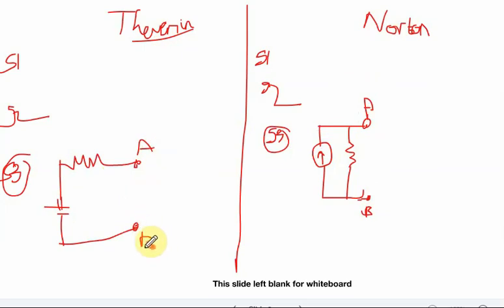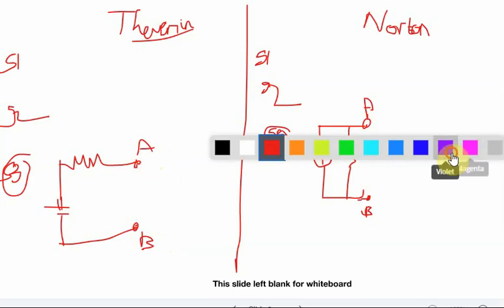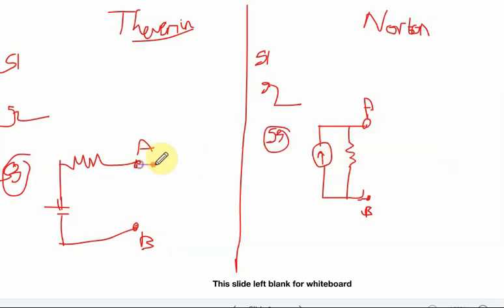At the AB points, what are you going to connect? You are going to connect the load. The load value is given in your problem. For example, if the load value is 5, you directly write 5 as the load value. So this is your step number 3.